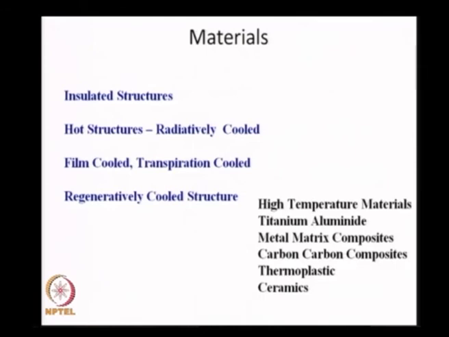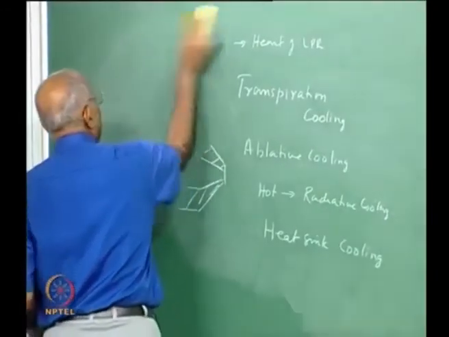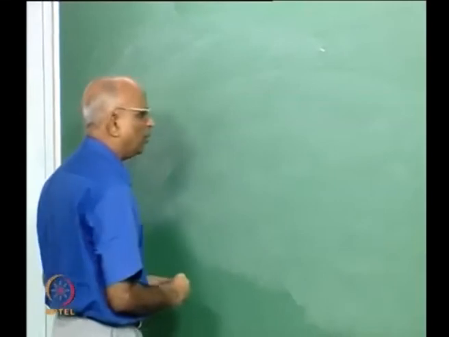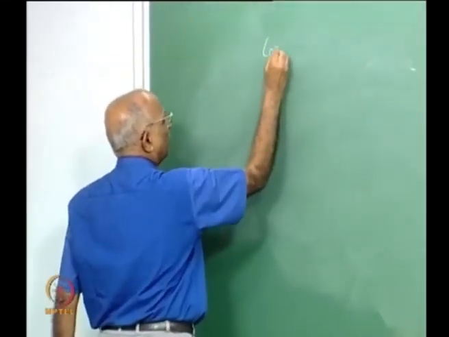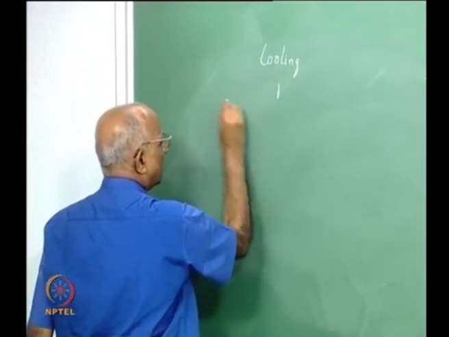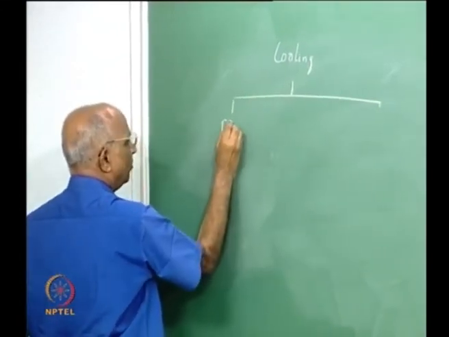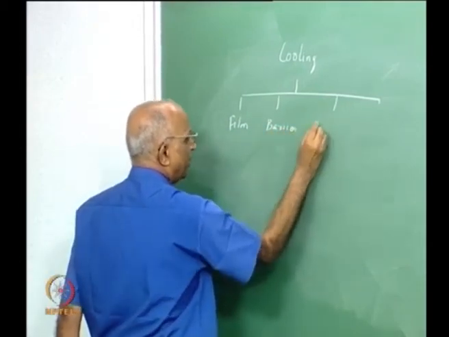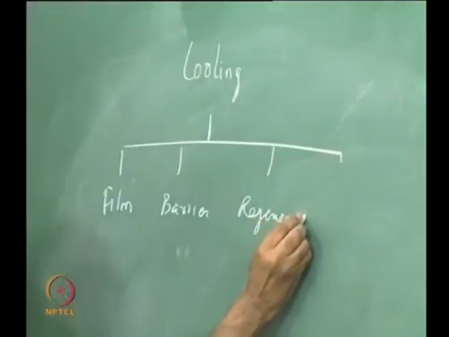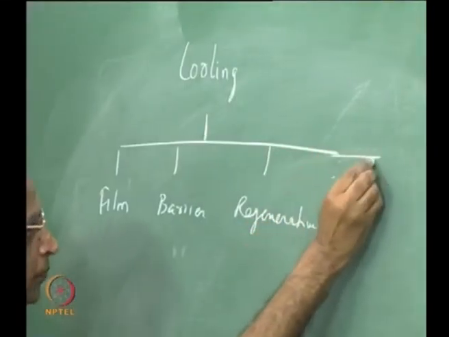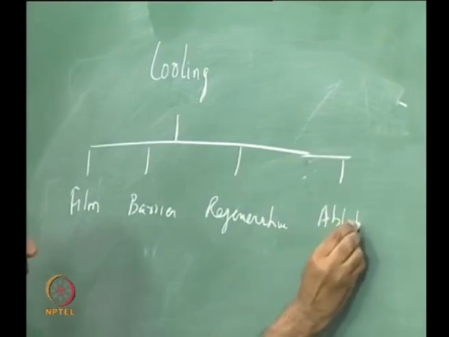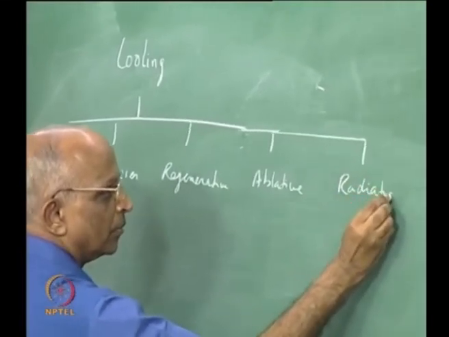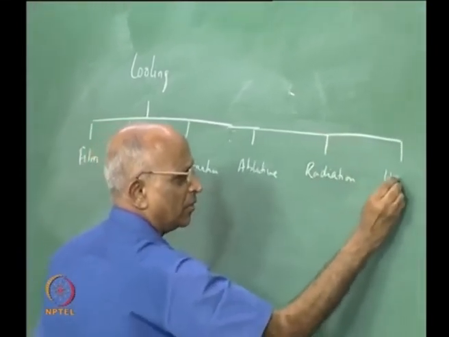Having talked of cooling and injection, what is the problem we have now created? We said, well, cooling is important. Let us quickly go through the cooling procedures again before I put the two things together. We said the cooling could be film, could be barrier, could be regenerative, could be ablative, could be radiation, or could be heat sink.